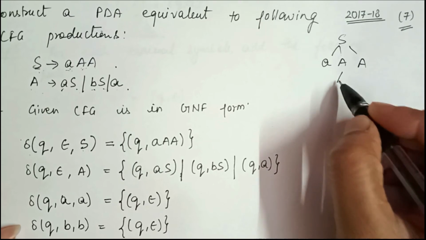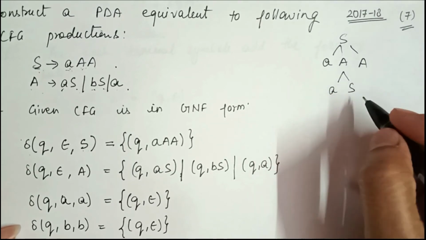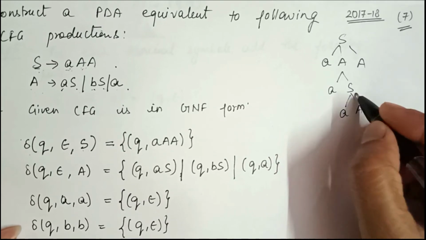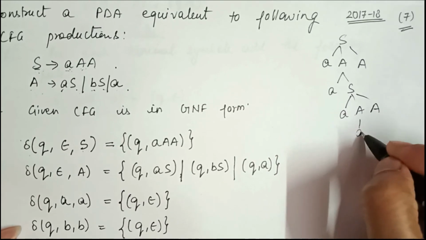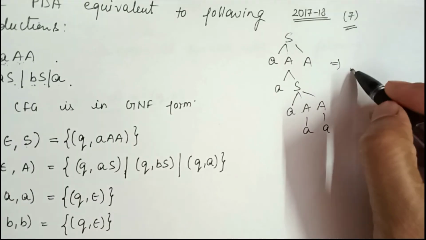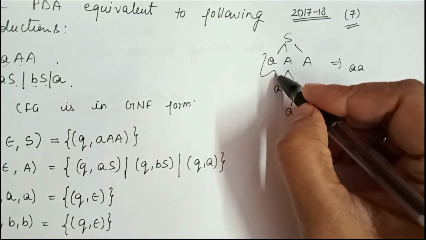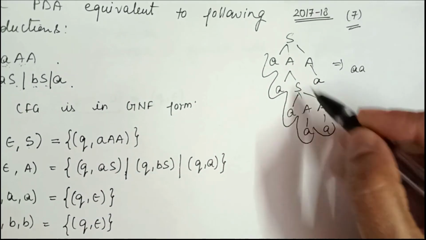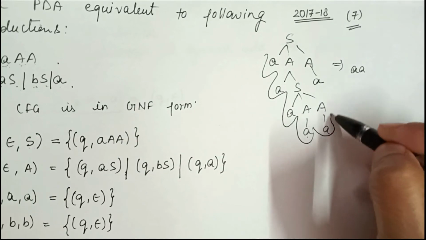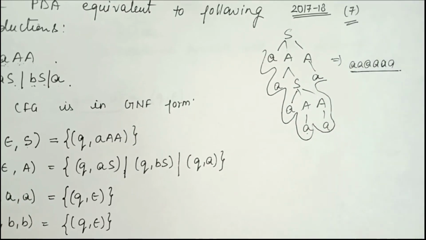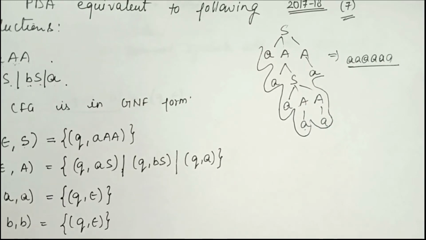Now this A can be A, S. This S can be again A, and this A can be A and A. So the language produced by this grammar is 1, 2, 3, 4, 5, and this A can be small a. So 1, 2, 3, 4, 5 and 6. So 6 times A. So the language produced by this grammar is 6 times A.